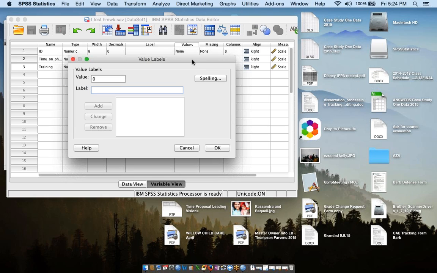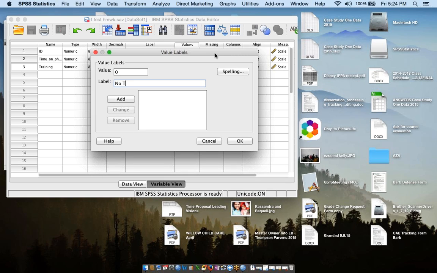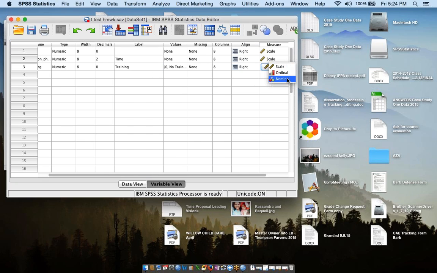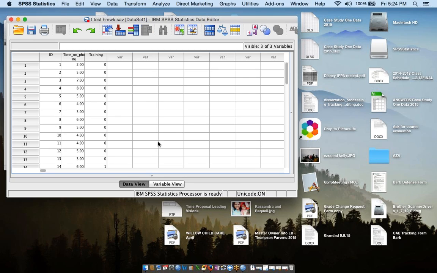Value 0, no training. Value 1, training. Okay, and I'm going to change the label to training. Okay, that's set up properly. This I'm going to change to time. Training is really a nominal variable, and time on the phone is a scale variable.